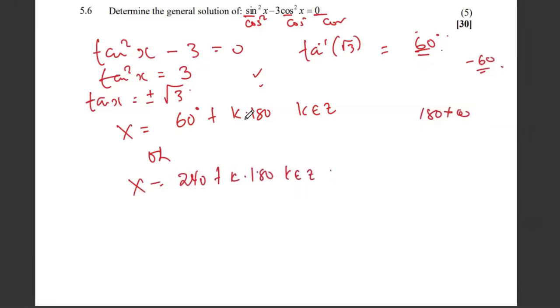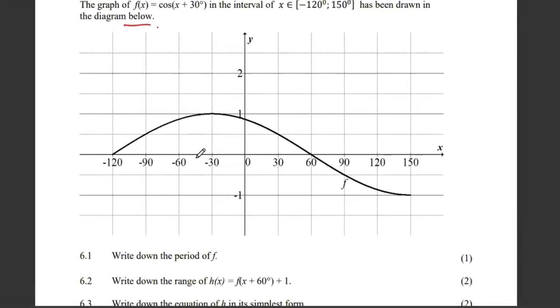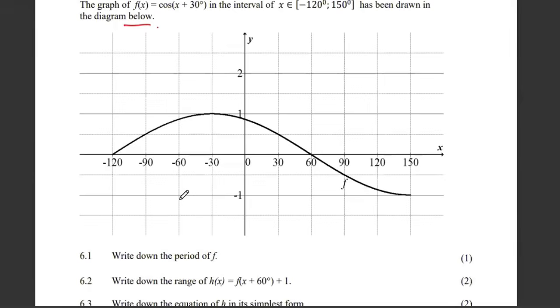And then we move on to question number 6, which is the trig functions. So we have the graph of cos of x plus 30 in the interval, which has been drawn in the diagram below. Then can we write the period? Okay, so what is the period? Remember, the period of a cos graph is 360 degrees. And then we need to move on to the next one.